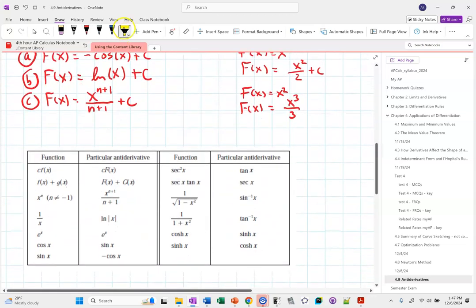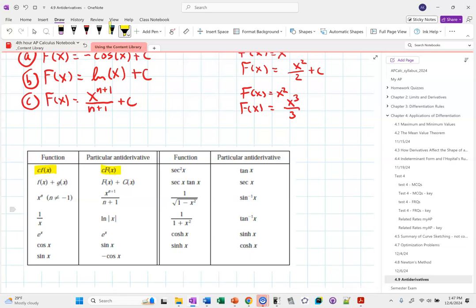So what we want to point out to you is some general rules for anti-differentiation. If I have a constant times a function, I can pull the constant out and just take the antiderivative of the function, just like we could for differentiation, right? If I have the sum of two functions, I can just take the antiderivative of each of them separately, just like we could for derivatives. We have our general rule for any power function that we just identified before.